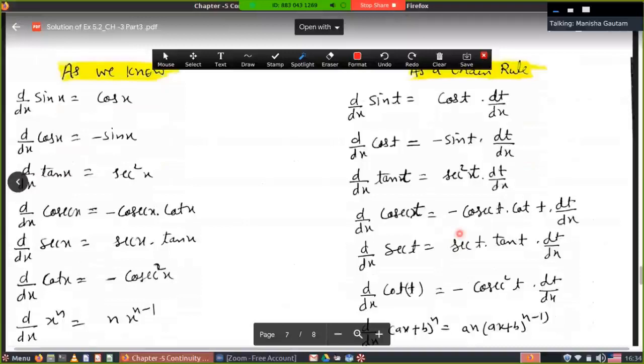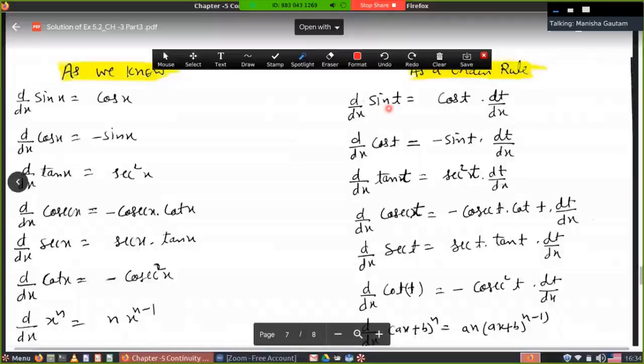In previous class, you have learned the formula: the derivative of sin x is cos x, the derivative of cos x is minus sin x. All these formulae you have learned in class 11. But if it is not x, it is t, here I have written, as in a chain rule, it is required. You are differentiating the function with respect to x, but the function is written in the t variable.